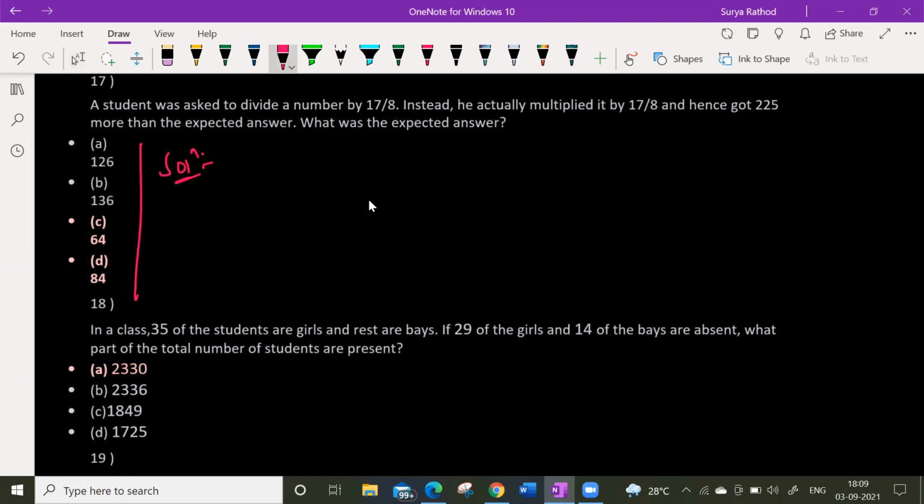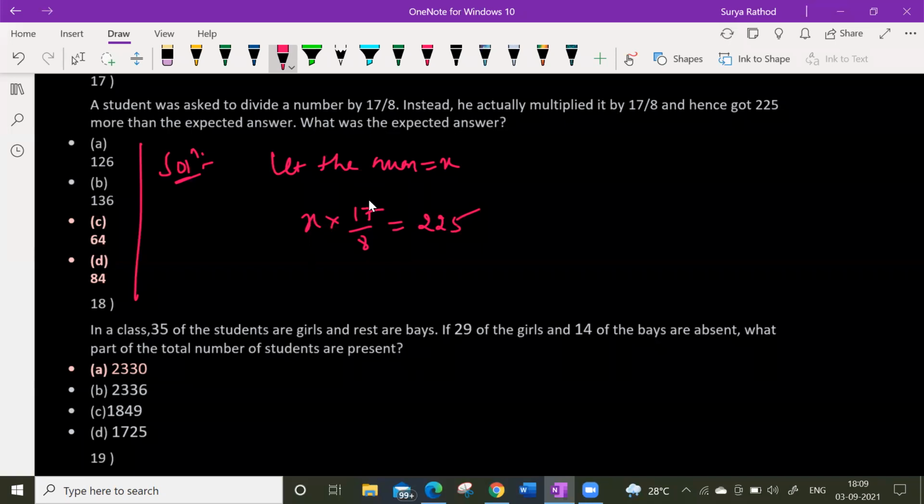A student was asked to divide a number by 17 by 8. Let the number be x. The student was asked to divide the number by 17 by 8, but instead, he multiplied the number by 17 by 8. Hence, what he got was 225 more than the expected answer.